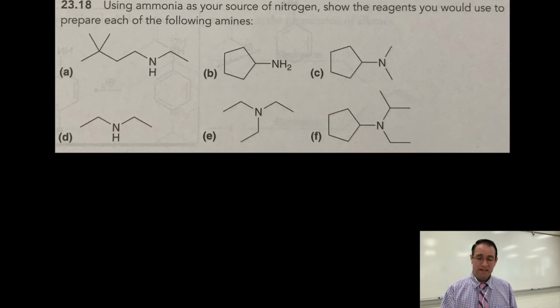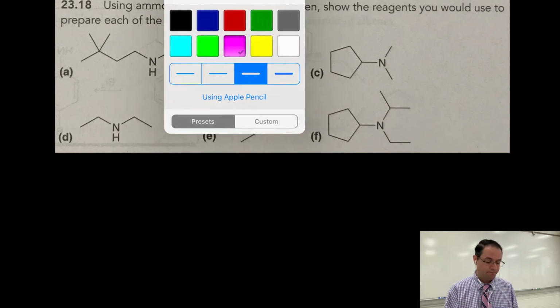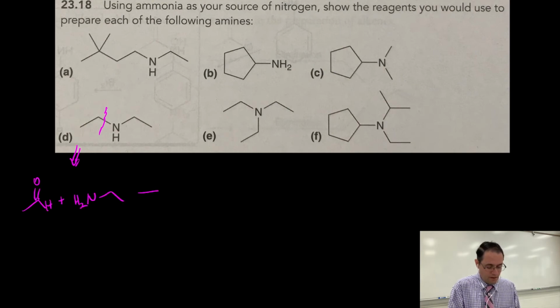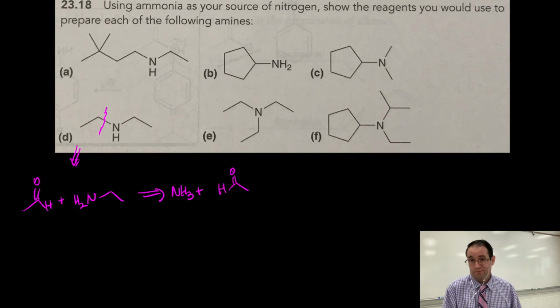In part D, we have a secondary amine, so we're going to do 2 reductive aminations. The first disconnect is going to be here, and that can come from acetaldehyde and ethylamine. Ethylamine can come from ammonia and acetaldehyde. So that's great. 2 starting materials can make this one product. So let's get started with the synthesis here.